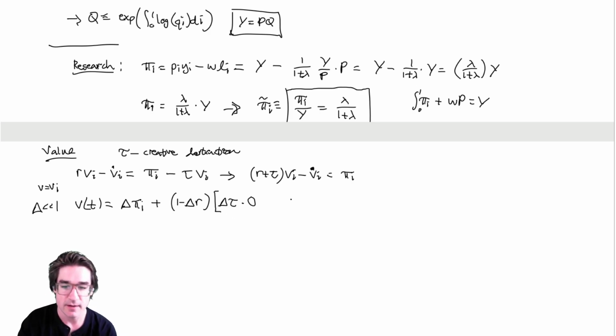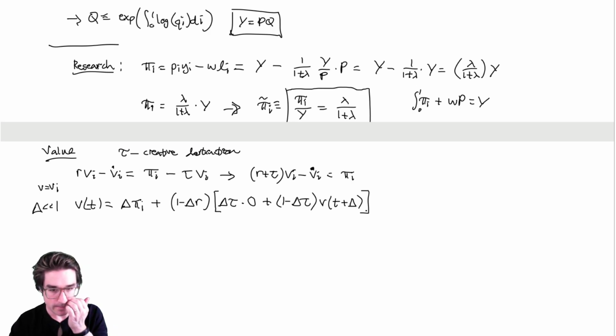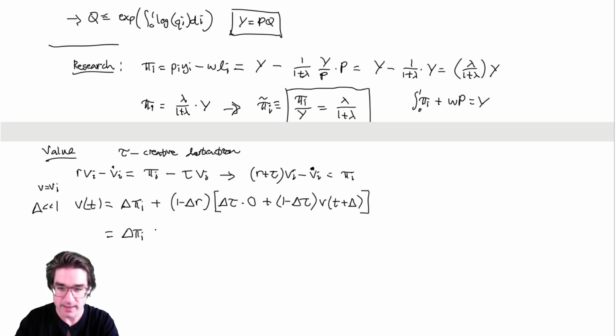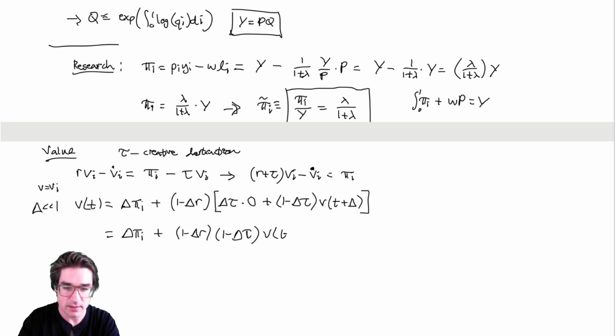Okay, so this is going to be delta tau times 0, plus the probability that you don't get kicked out, 1 minus delta tau, times your value going forward, which is going to be V of t plus delta, so it's like the continuation value. Right, so that's pretty much it. We're going to be able to derive this before the end of class. So then what do we get? We get plus 1 minus delta r, and then 1 minus delta tau, V of t plus delta, and we don't even need that.